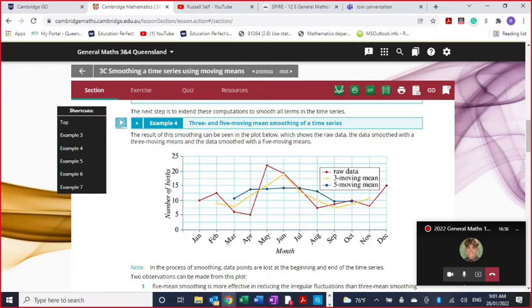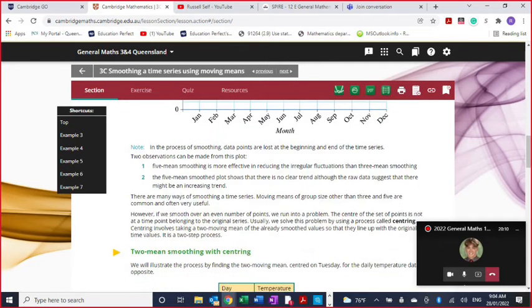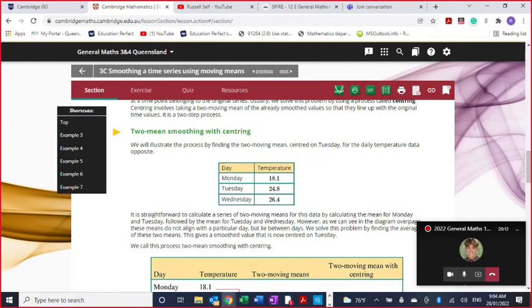Now, as you can imagine, some data points aren't going to give you enough pieces to be able to do this. So we have to think a little bit more about another process. This is the easiest one to use, but we could use also a two-mean smoothing. The problem with two-mean smoothing is that if I do the mean for Monday and Tuesday, the mean for those two data points is not going to give me either Monday or Tuesday values. It's going to give me something in between. And I'm not allowed to do that.